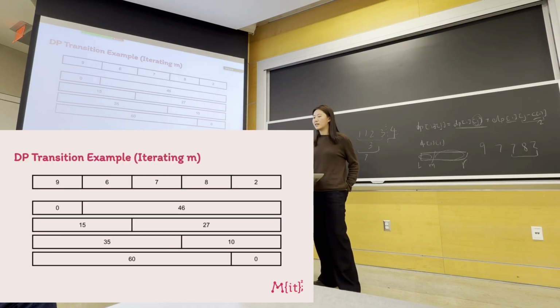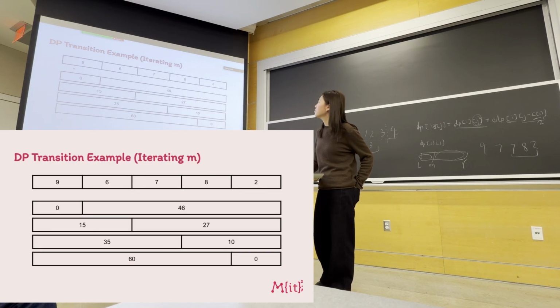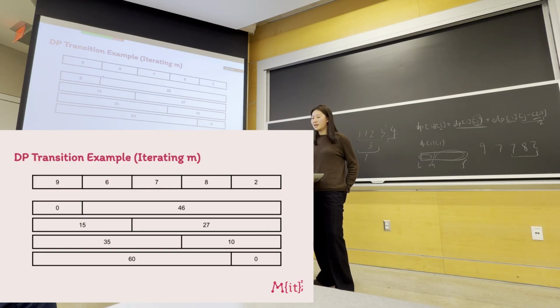So this is a single transition example. For instance, this is probably the final step of the example. So we check this to be the first M, and then we check if this is the min cost, and then we check this to be the M, and then this to be the M, and this to be the M. So in this case, I think the third one would be the min cost.